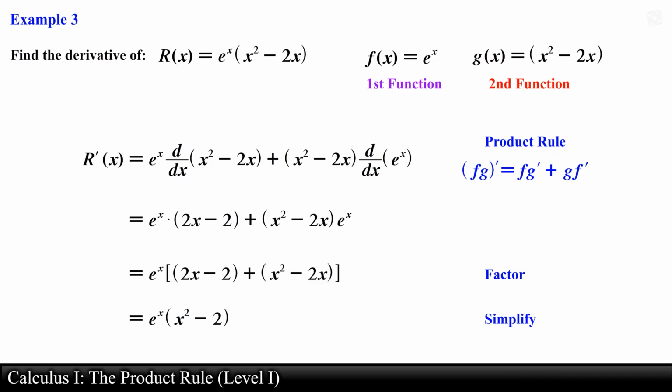Okay, now let's try finding the derivative of a product of polynomials. Find the derivative of p of x equals the quantity x plus 3 times the quantity x squared minus 5x plus 2. I hope you recognize this function. This was the last function we worked on from the previous video.